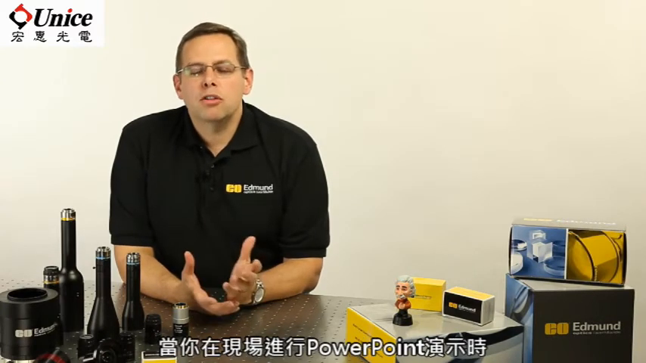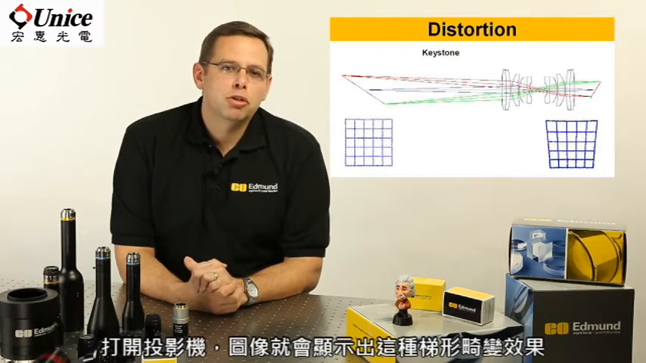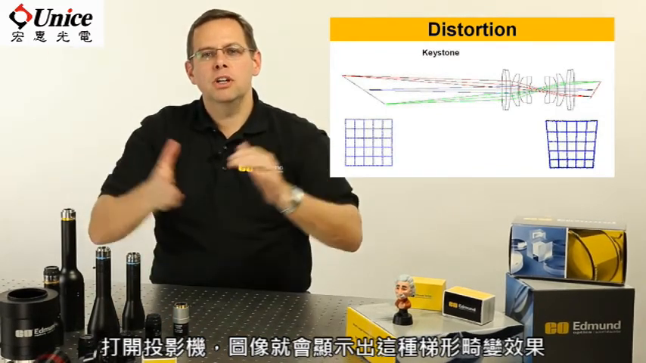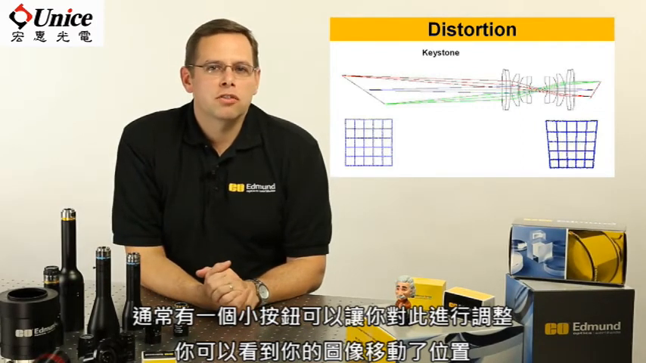Now, let's look at keystoning for a second, another type of distortion. Anybody that's ever worked with a projection system and has tried to do a PowerPoint presentation out in the field has usually run into this. You get a table of a different height, a screen of a different distance, you put your projector down, and you get this keystoning effect of the image. And there's a nice little button on there that allows you to adjust for this, and you can see your image shifting around.